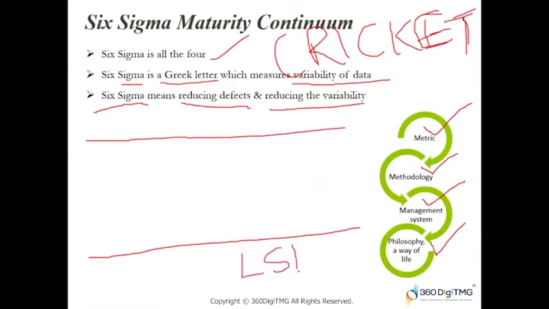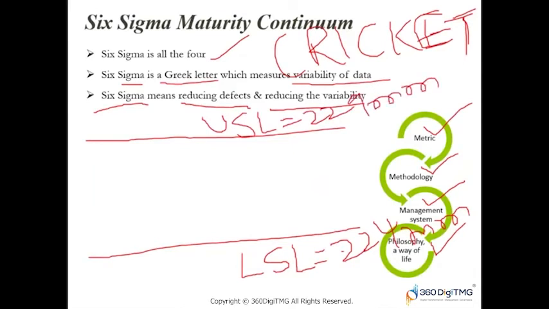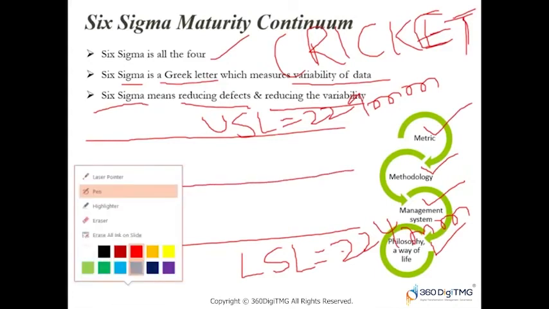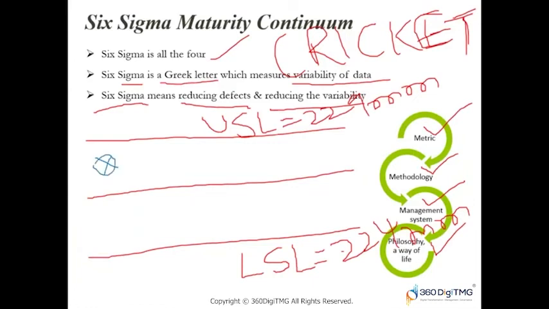Lower specification limit is 224 mm. Don't worry about these specification limits and all that. We'll do a deep dive in the control phase as well. And upper specification limit is 229 mm. So any ICC cricket ball that is manufactured should be within these limits. Assuming that this is the mean, let us say these are the cricket balls that are manufactured.